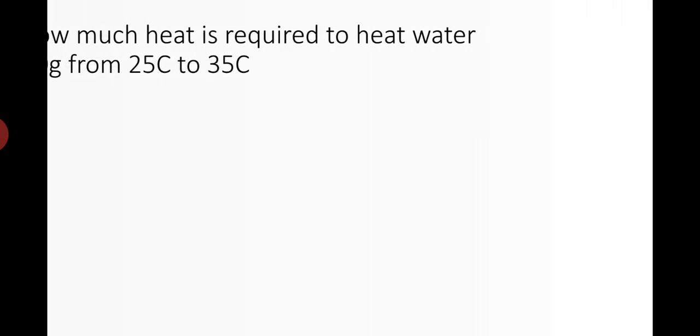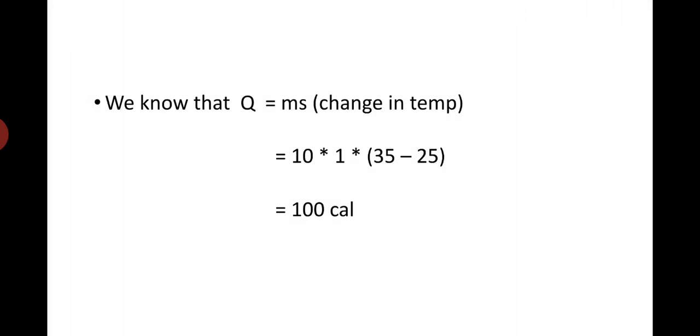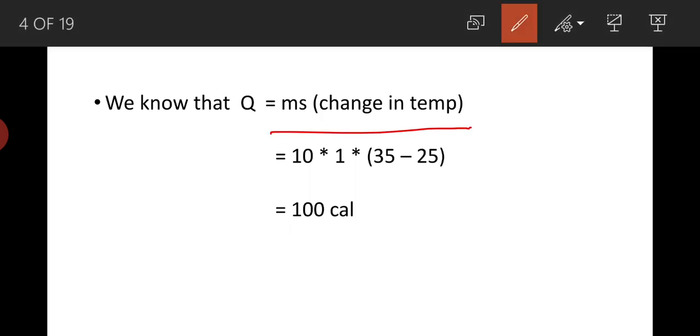So by using that formula, Q is equal to m s delta T, that is Q is equal to m s change in temperature. The mass of the water is 10 grams, the specific heat of water is 1. Remember, the specific heat of water is 1, and the change in temperature is 35 minus 25, that is 10. So 10 into 1 into 10, that is 100 calories.